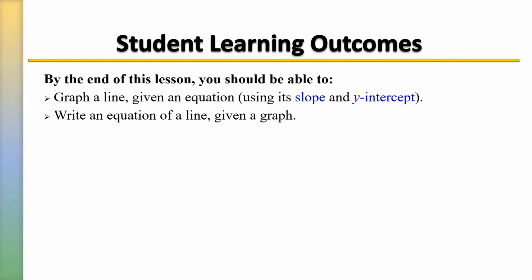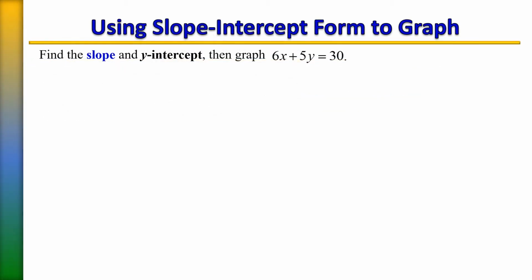By the end of this lesson, you should be able to graph a line given an equation using its slope and y-intercept. You should also be able to write an equation of a line given a graph. We want to graph the line 6x plus 5y equals 30.